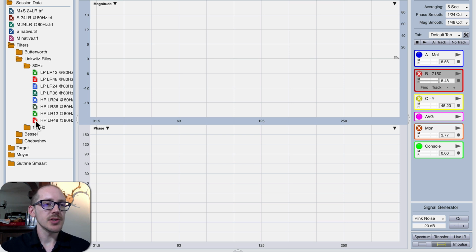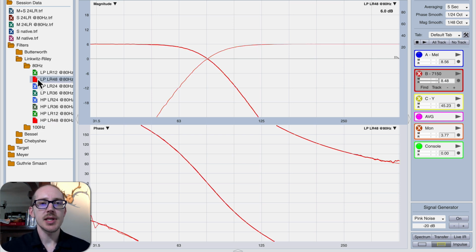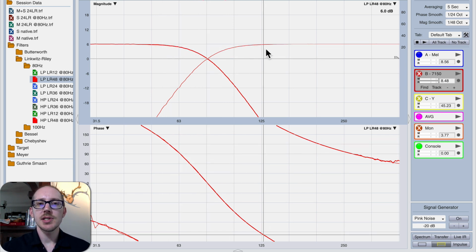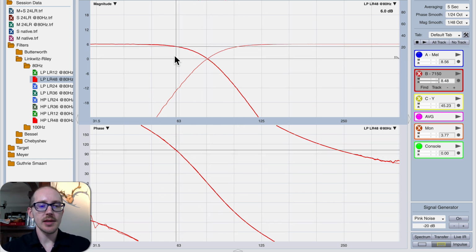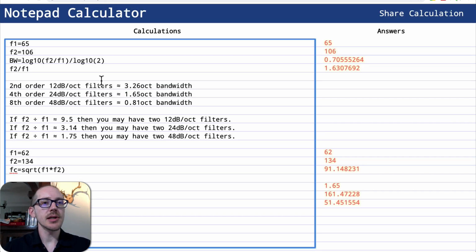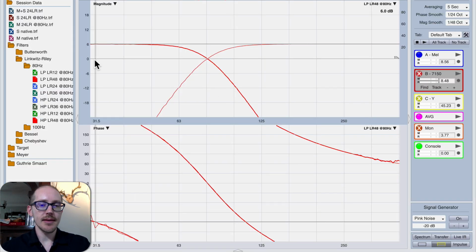So what I found just going through all of these and looking at them together is that these filters seem to have predictable bandwidth. And I wrote that all down here. So if we have 48 dB per octave filters on each one, we expect that to be about a 0.81 octave bandwidth. So let's look at that.